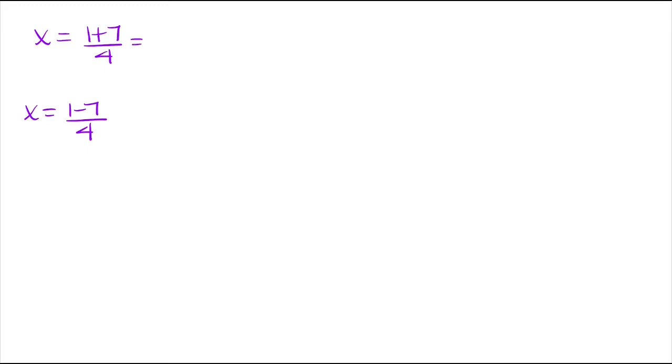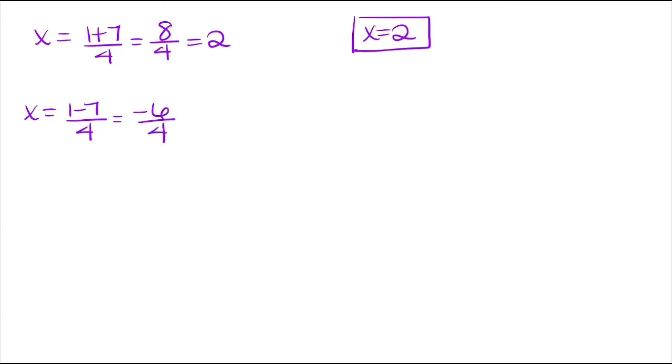Well, 1 plus 7 is 8. 8 divided by 4 is 2. So x equals 2 is one of the solutions. And then 1 minus 7 is -6. I have -6 over 4. Well, I can actually reduce that, right?